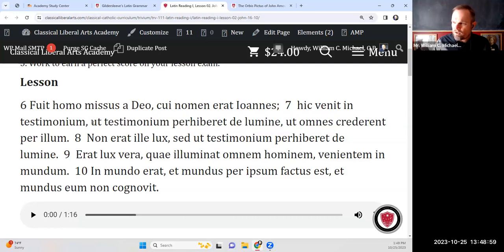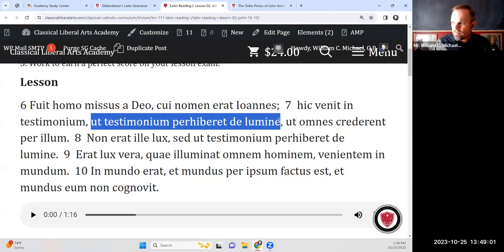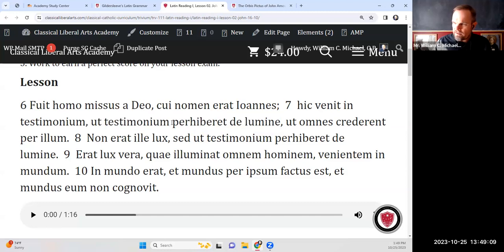And notice that those two purpose clauses, you'll learn about this in syntax later on, which are called subordinate clauses, don't use the indicative mood of the verb, but they use the subjunctive mood of the verb. So all of that information is wrapped up in the grammar of the sentence, okay? So that's verse 7, good.